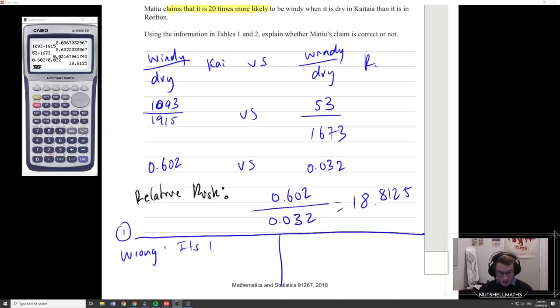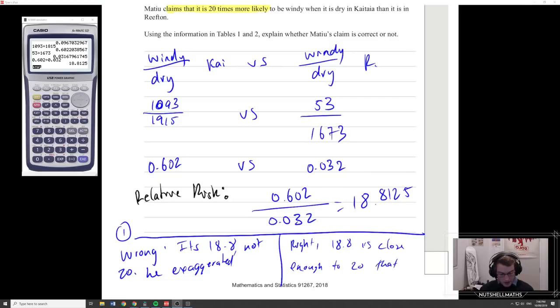It's 18.8, not 20. He exaggerated. Or, right, 18.81 or whatever is close enough to 20 that he is basically right. We can do both. Let's look at the answers, right?